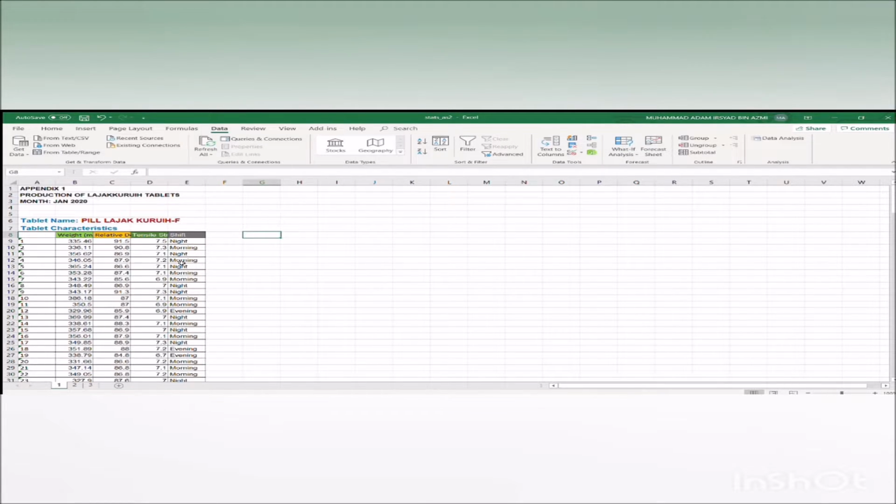So to know if there is any difference, we can use ANOVA, or analysis of variance. This method is used if there are 3 or more population means in the data. So we have 3 shifts, and ANOVA is the best and most suitable method that we can use to know the difference.